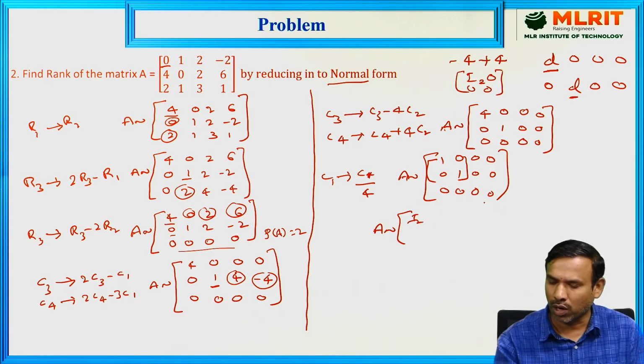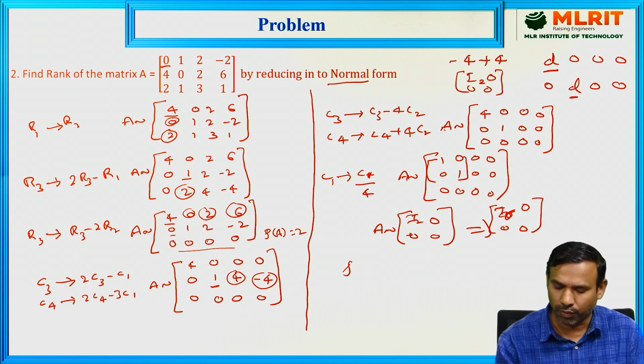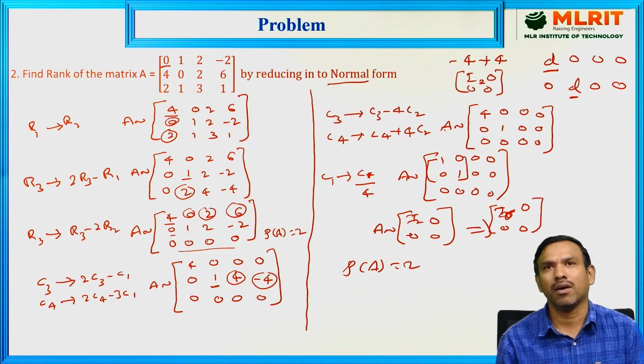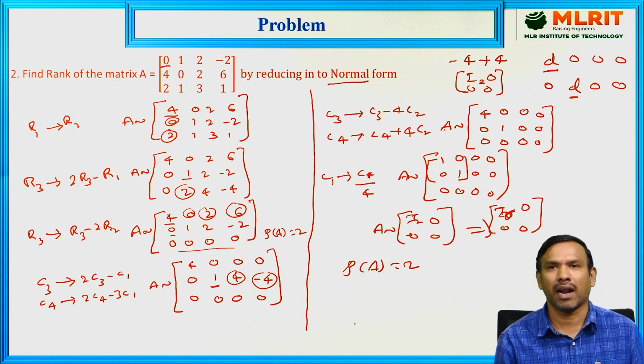Some extra 0 columns are there, write 0. 0 rows are there, write 0 rows. This is clearly in the form of IR 0 0. So what is the rank of the matrix? The order of the identity matrix. It is I2, that is a 2 by 2 identity matrix. So therefore, the rank of the matrix is 2, the order of the identity matrix. So clearly, it is in the normal form and the rank of the matrix is 2.